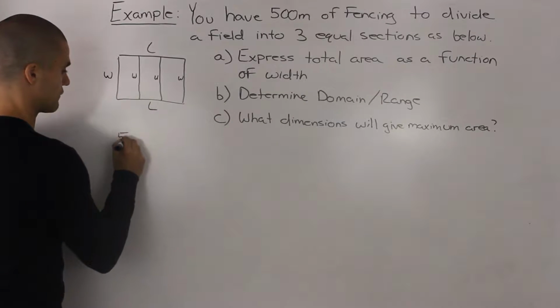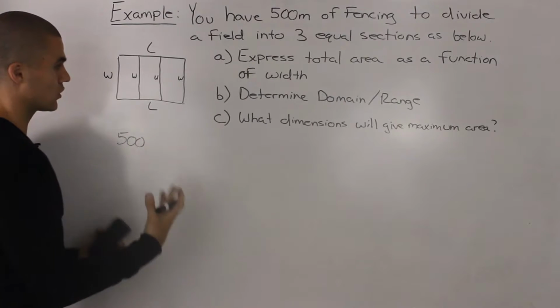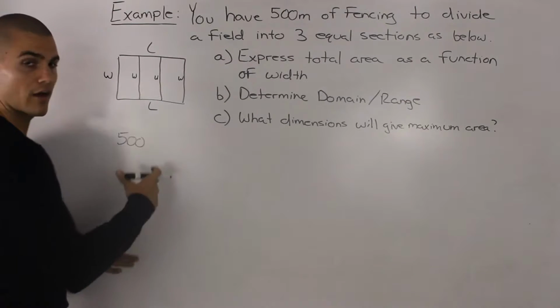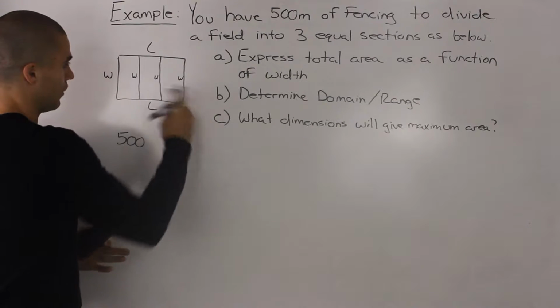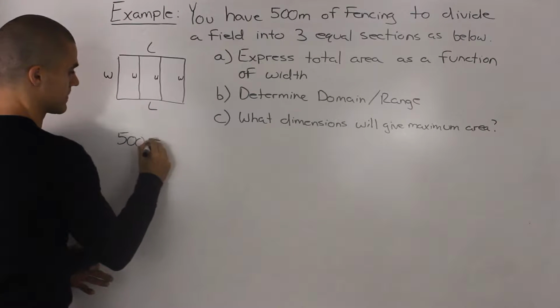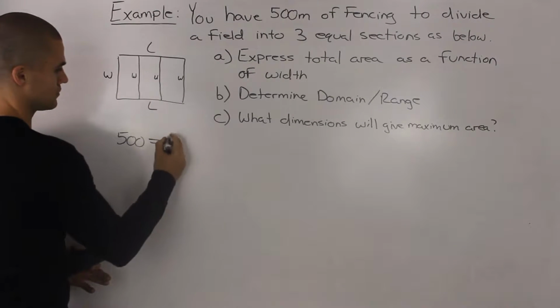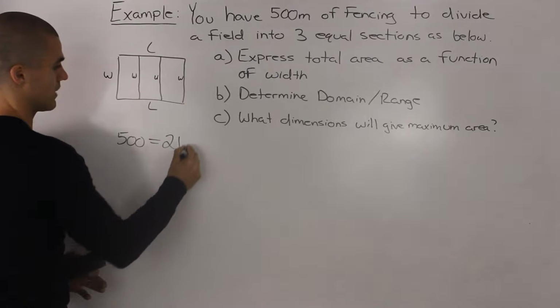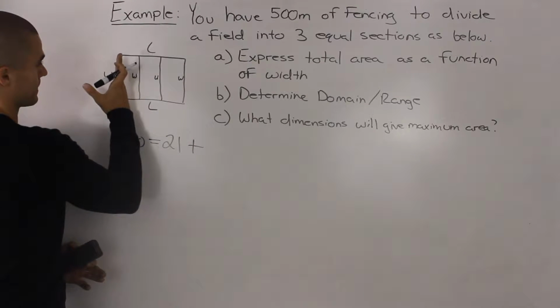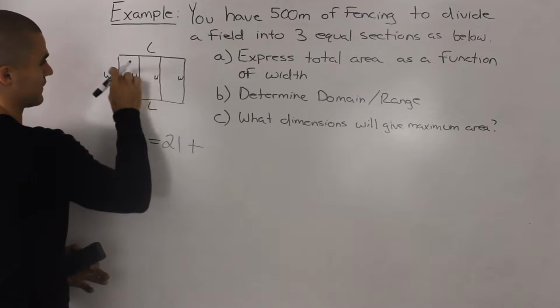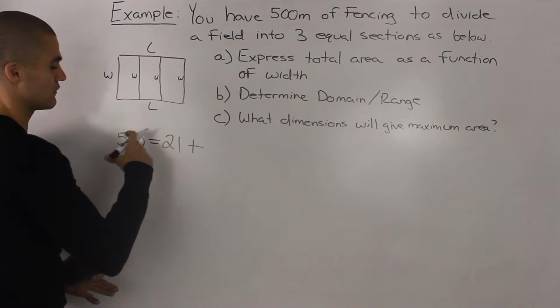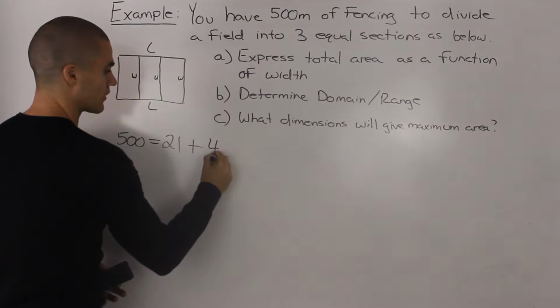And since we only have 500 meters of fencing to work with, we know that the 500 has to be a total of all of these lengths and widths. So we got 2 lengths, so this would be 2L, plus 4 parts of the fence that have a length of W, so 4W.